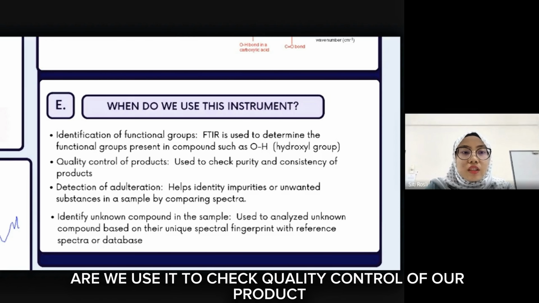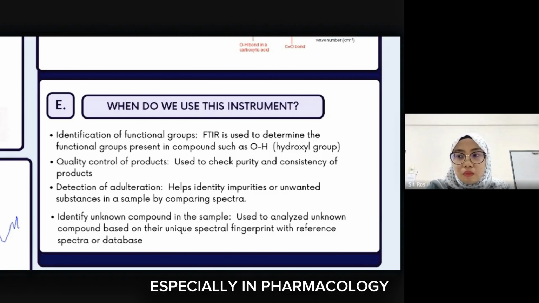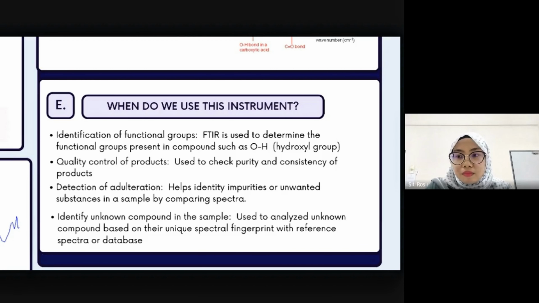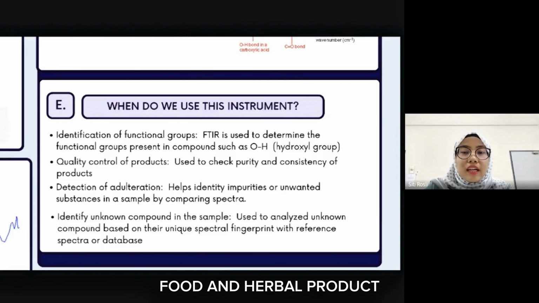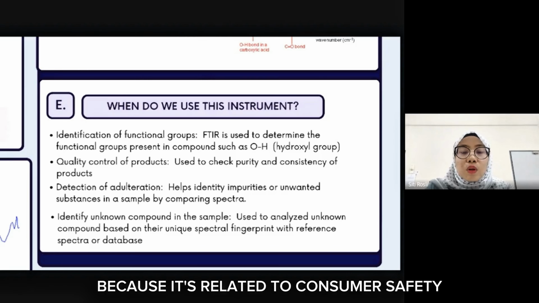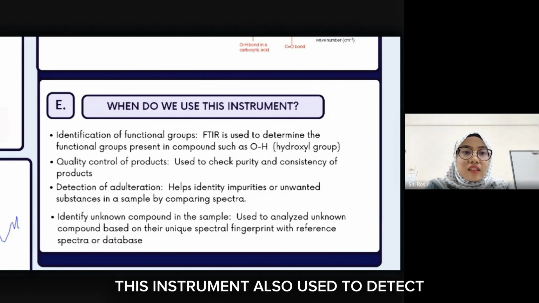Next, we use it for quality control of our product. It is used to check the purity and consistency of our product, especially for pharmaceutical, food and herbal products, because it's related to consumer safety and we don't want our product to harm anyone.